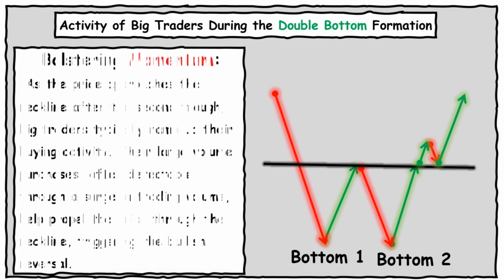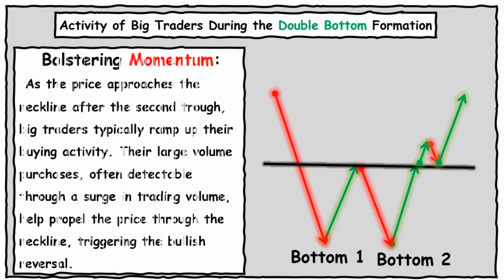3. Bolstering momentum. As the price approaches the neckline after the second trough, big traders typically ramp up their buying activity. Their large volume purchases, often detectable through a surge in trading volume, help propel the price through the neckline, triggering the bullish reversal.